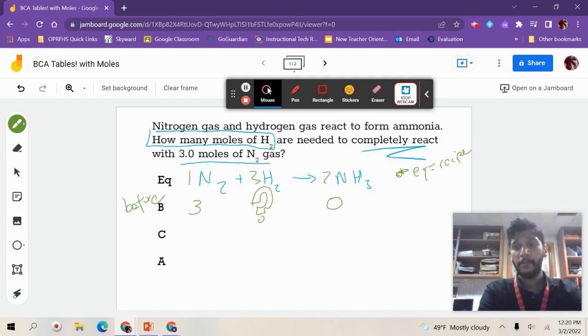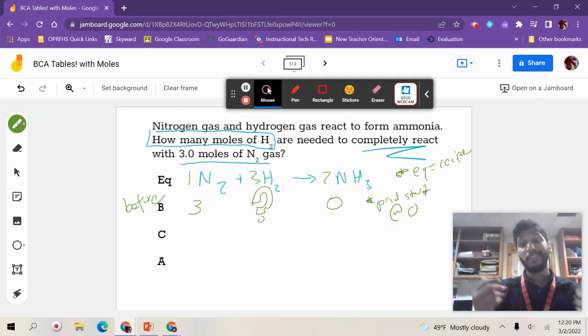Anytime the reaction happens, then we start making our products. But before that, products are always going to be starting off at 0. Right, we need the molecules to react with each other to make products. All right, so we got our before row done.